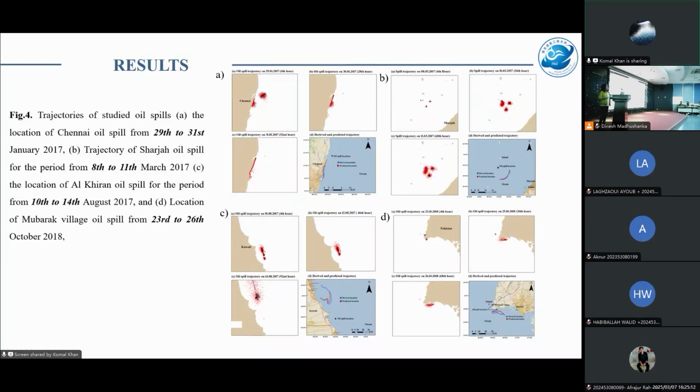Okay, so why did I take that step? Just to check the performance of our model for the trajectory prediction. If you see the location of the oil spill in the next few days, from 29th to 31st January in the case of Chennai, it is showing the movement of oil from the actual event date and in the next few days, hourly. We can check the movement of oil hourly, what happened with that oil, where it has actually moved after the event.